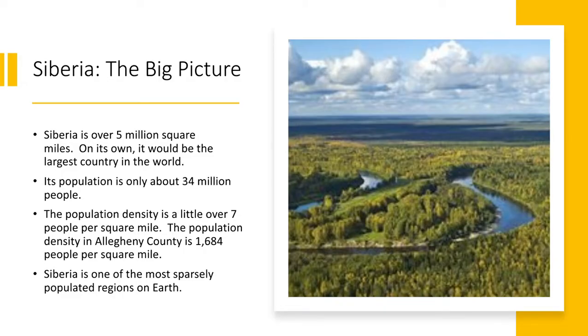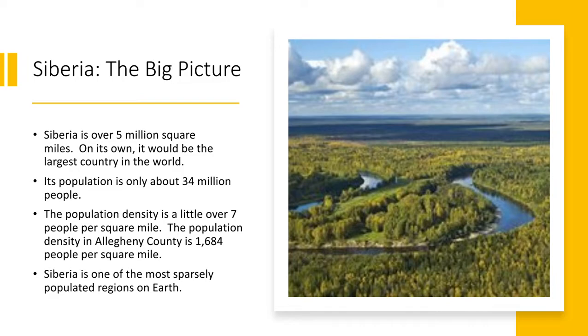Let's talk about the big picture first. Let's give you a big picture of Siberia. All right. First off, like I said, it's over 5 million square miles. And on its own, it's just part of Russia, not the European part of Russia, but the Asian part of Russia. It would be the largest country in the world just on its own, even if you took away the stuff to the west of the Ural Mountains.